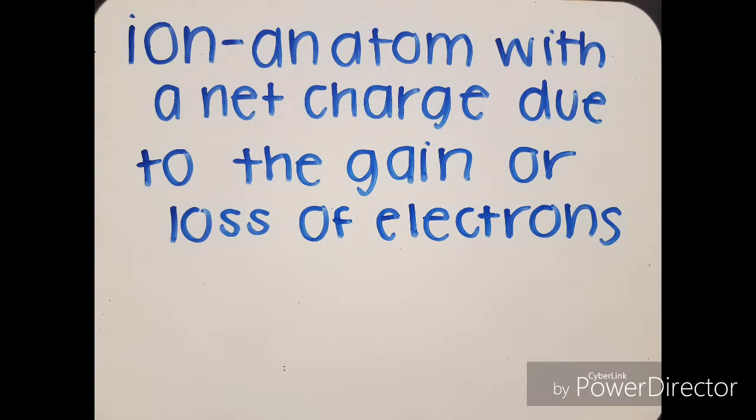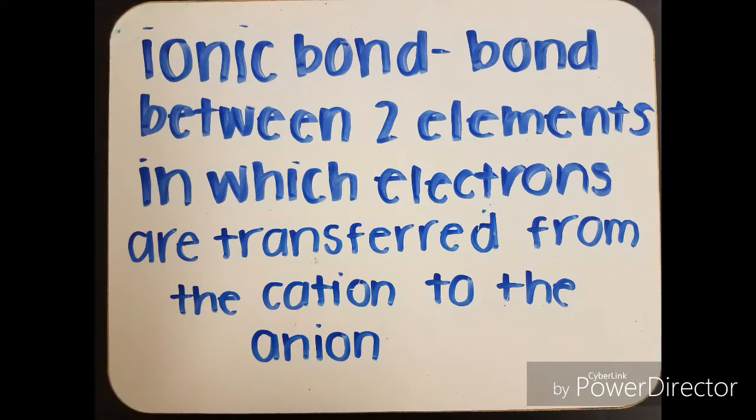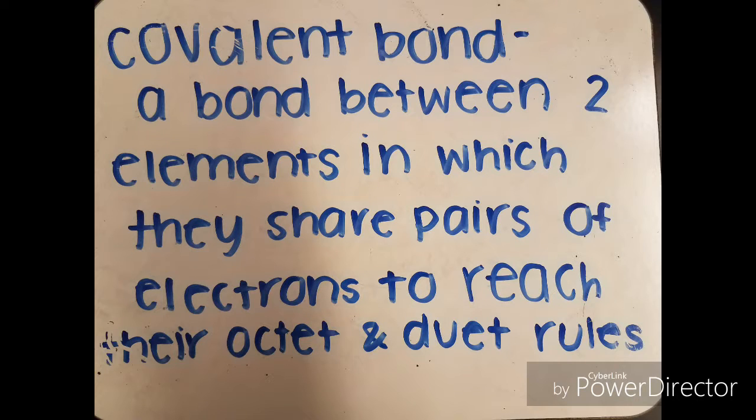An ion is an atom with a net charge due to the gain or loss of electrons. An ionic bond is a bond between two elements in which electrons are transferred from the cation to the anion. A covalent bond, on the other hand, is a bond between two elements in which they share pairs of electrons to reach their octet and duet rules.